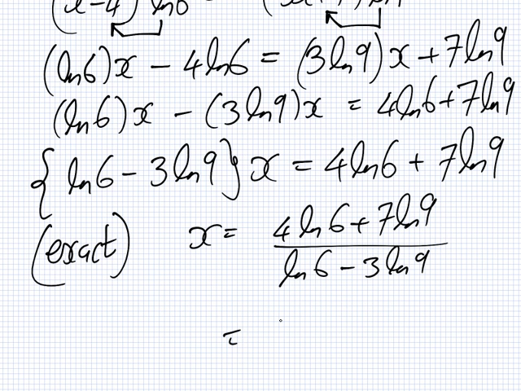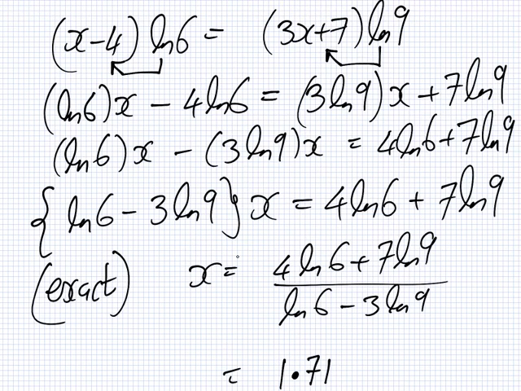4 log 6 plus 7 log 9 over log 6 minus 3 log 9. So this is 1.711. Very common exam question. Very common.